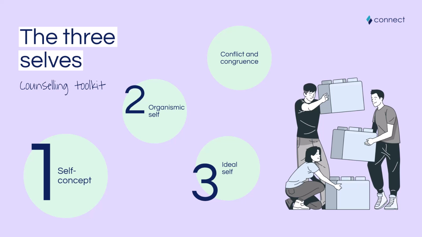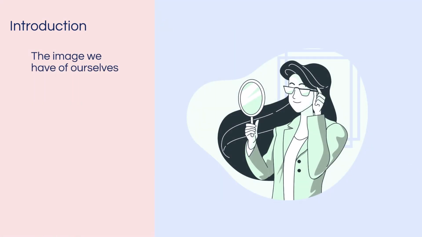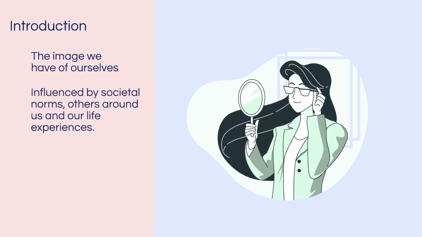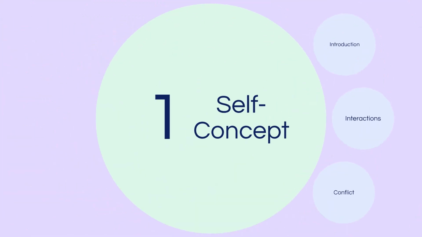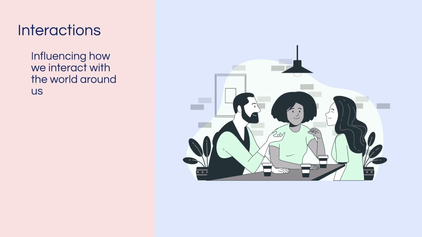Now, first off, we have the self-concept. So our self-concept is the image that we have of ourselves, and it's influenced by societal norms, others around us, and our life experiences. So, for example, beliefs such as, I'm good at my job, I'm a kind friend, or I'm not good at speaking in front of people, are all components of what we would call an individual self-concept. Now, crucially, our self-concept influences our interactions with others. So each belief we hold contributes to our overall picture of ourselves, and it influences how we interact with the world around us, so our motivations, our attitudes and behaviours. Now it also affects how we feel about ourselves as a person, such as our sense of competence or self-worth.